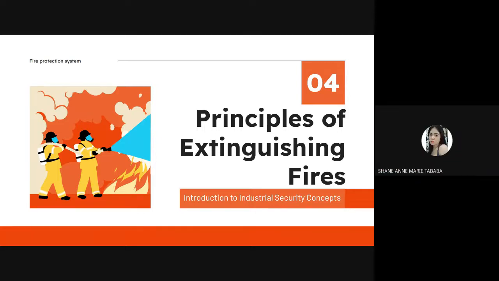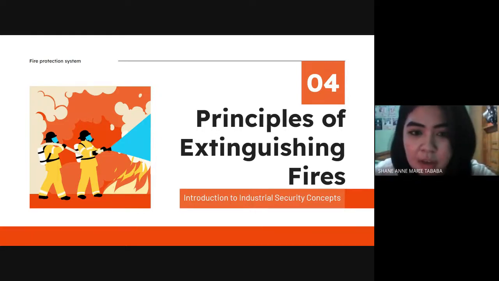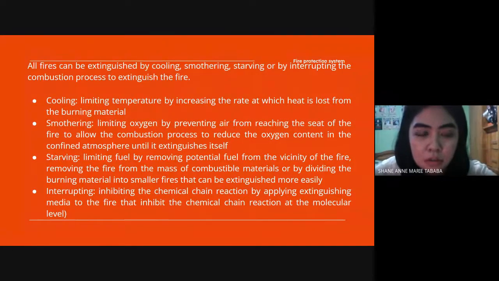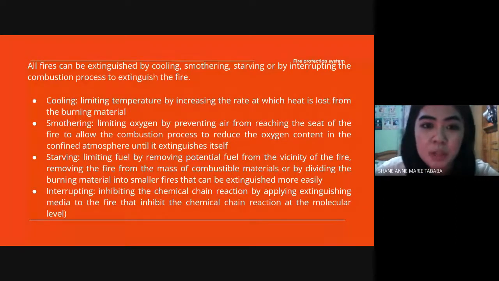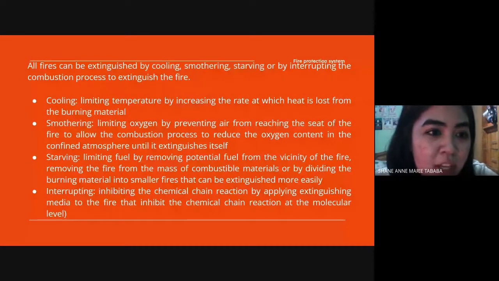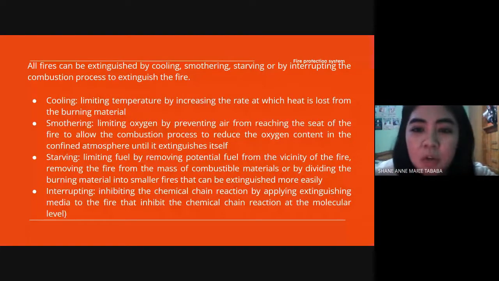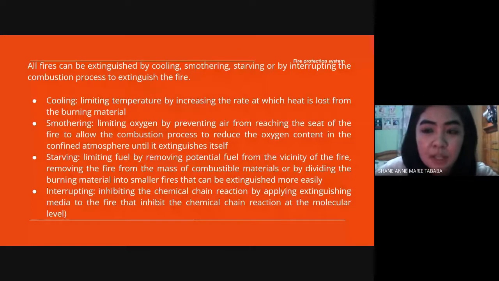So next we will tackle the principles of extinguishing fires. Next, please. All fires can be extinguished by cooling, smothering, starving, or by interrupting the combustion process. So the first method is cooling. Cooling is limiting temperature by accelerating the rate at which heat is released from the burning substance.